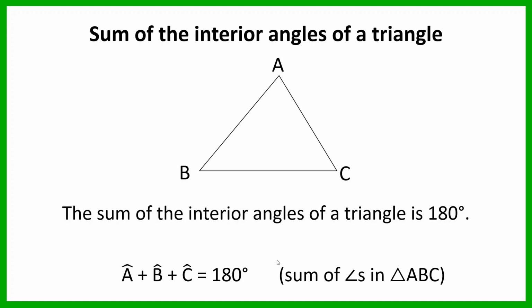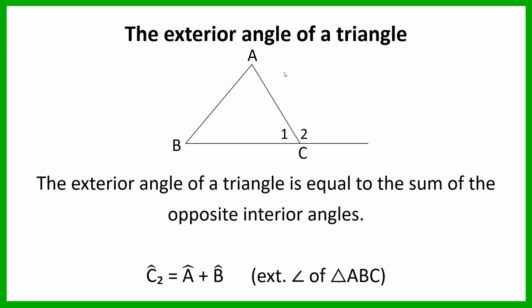Okay, the next property is that the exterior angle of a triangle is equal to the sum of the opposite interior angles. So in this triangle over here, I can say that the exterior angle, which is angle C2, is equal to the sum of the opposite interior angles, so angle A plus angle B. And my reason for being able to say that is because of the exterior angle of triangle ABC.